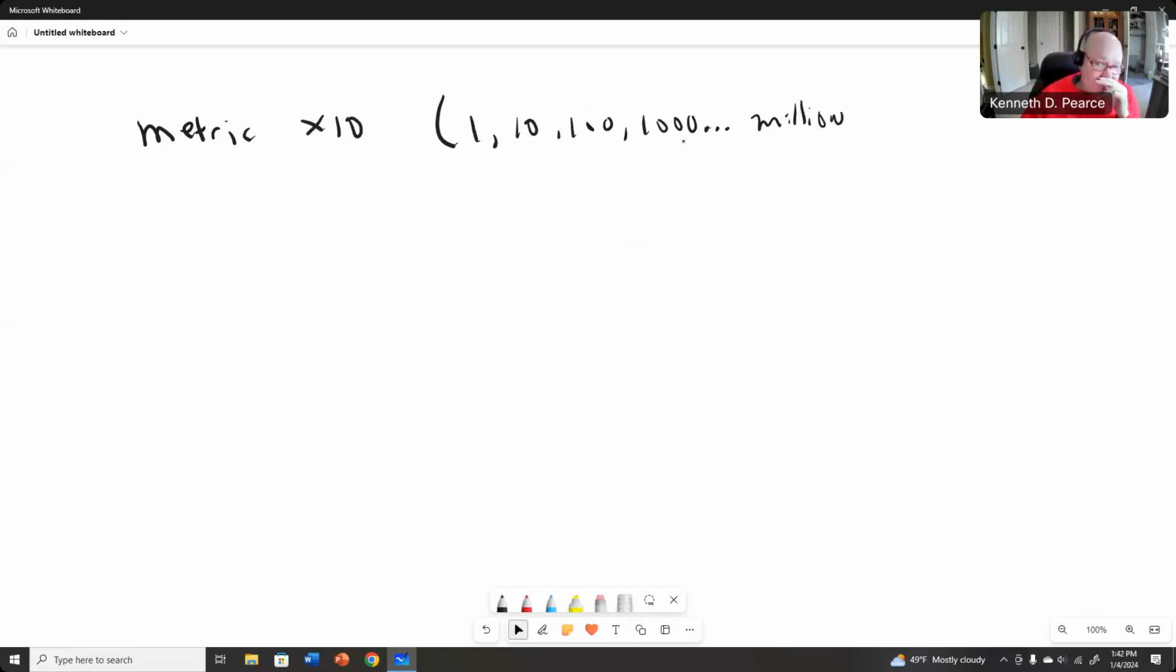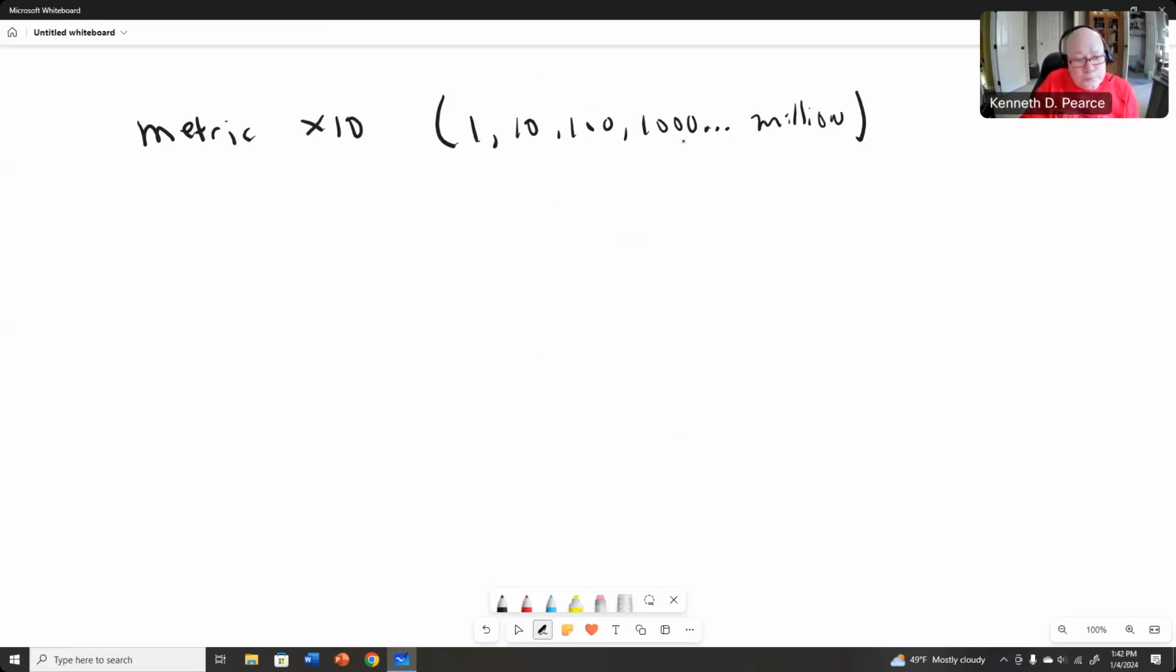And this makes life a lot easier than trying to remember that there's 12 inches to a foot, or that there's 3 feet to a yard, or that there's 16 ounces to a pound. With the metric system, all we need to remember is that everything is in units of 10. And so that's what makes the metric system metric.